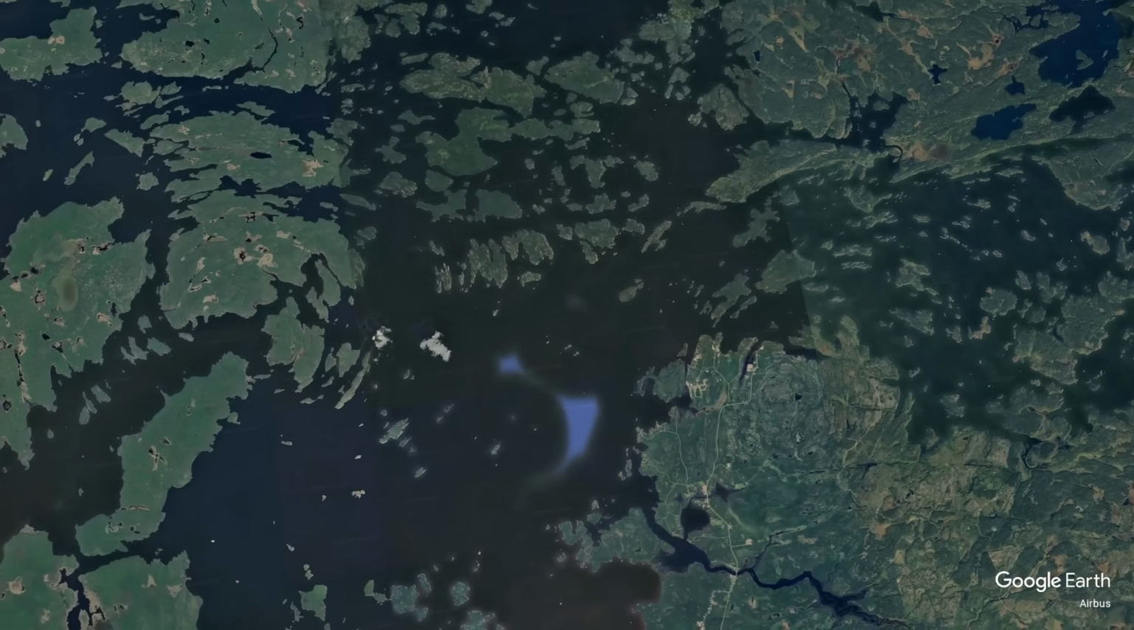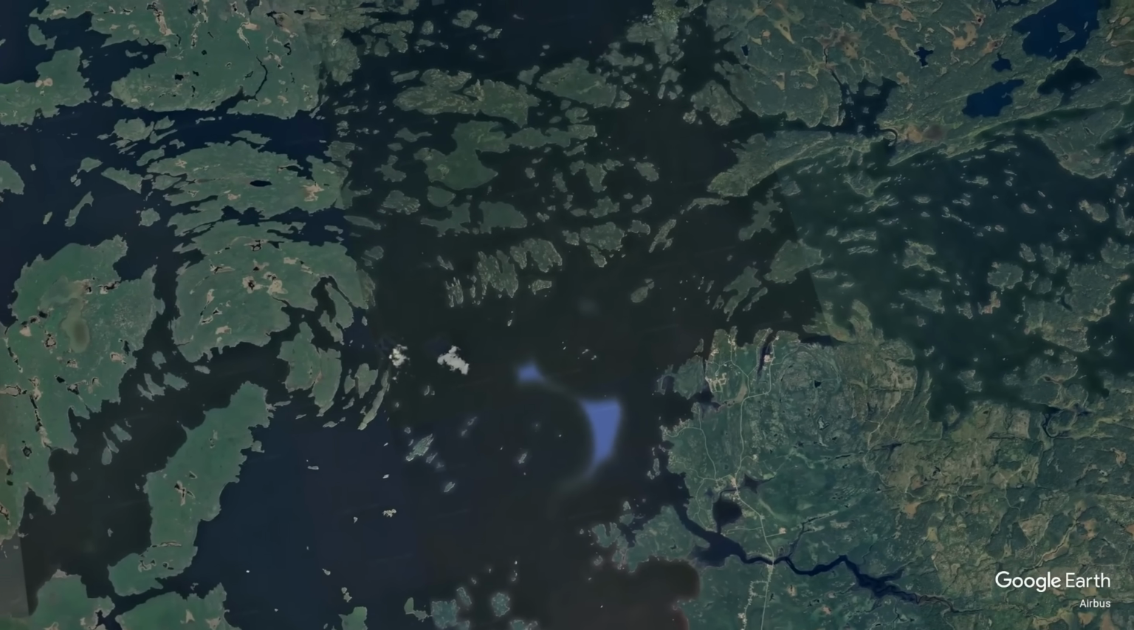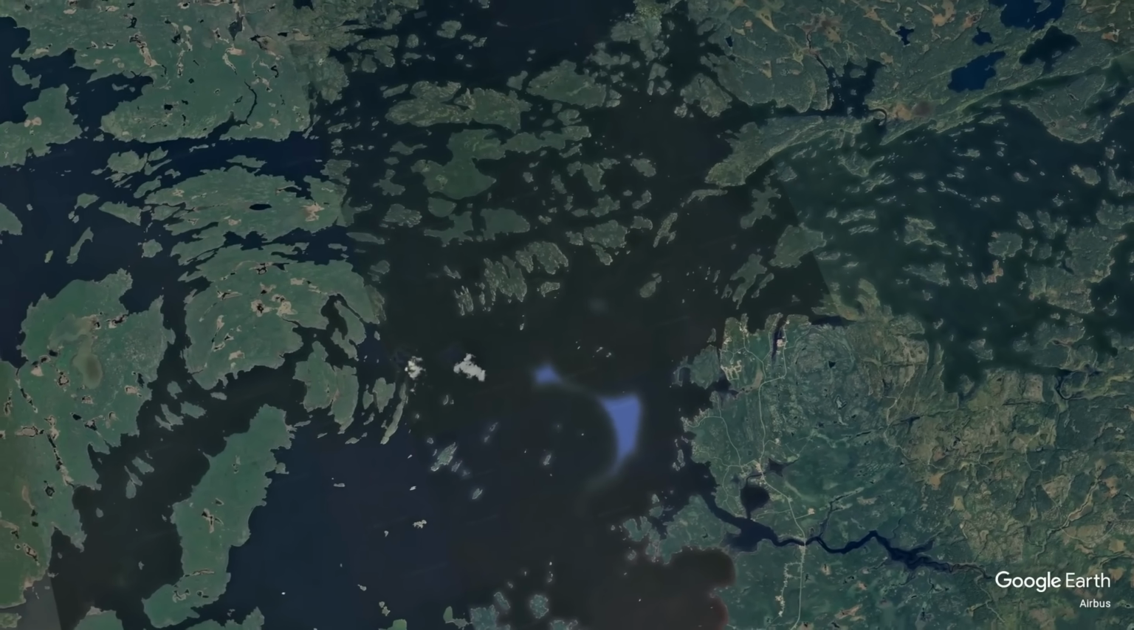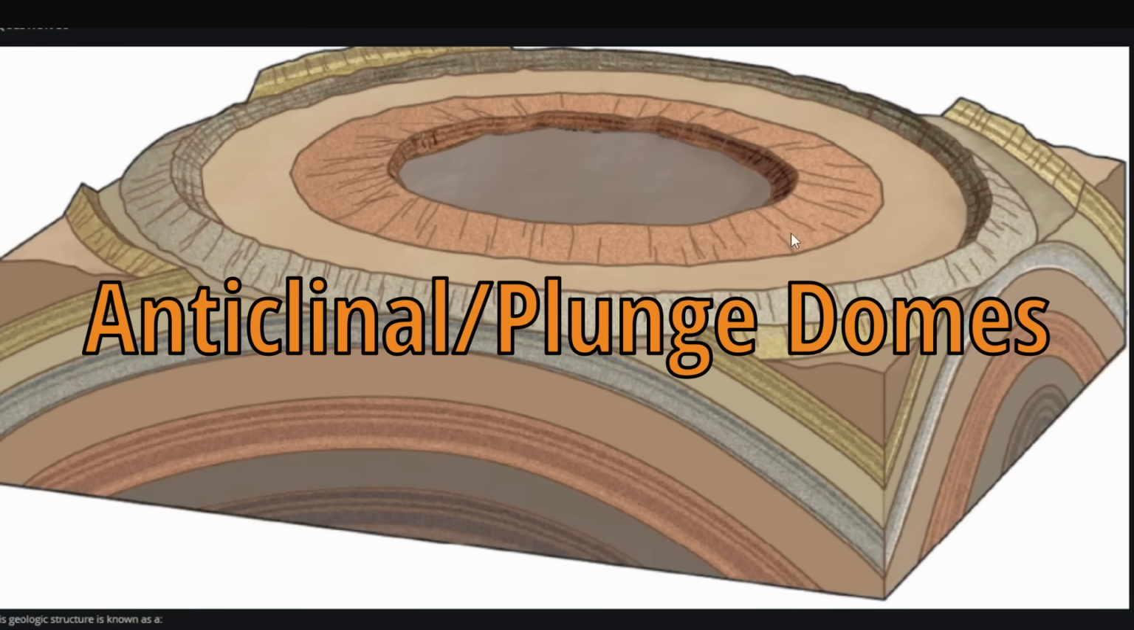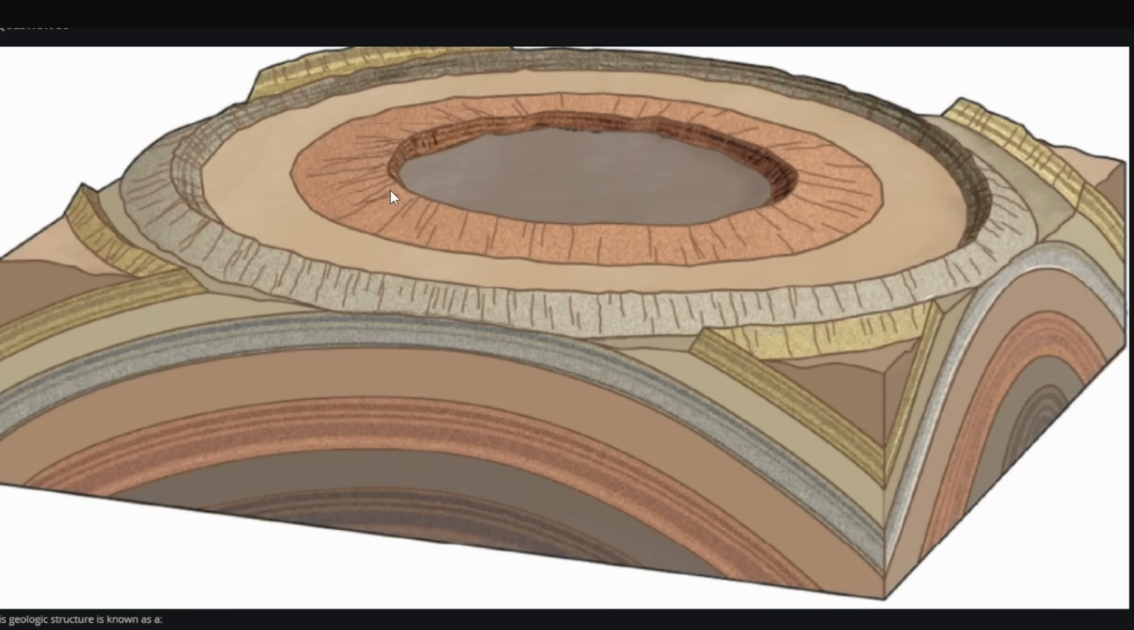So this leads us to what our formations truly are. They are domes. Specifically, these domes are known as anticlinal or plunge domes, where the layers of rocks would have been uniformly uplifted in a roughly circular shape. As you can see from this diagram, we have these circular layers of rocks.